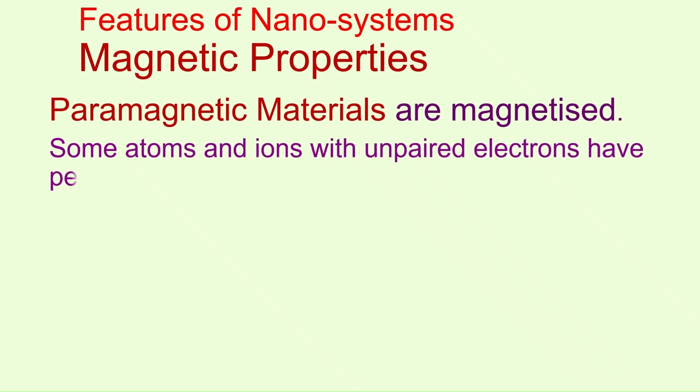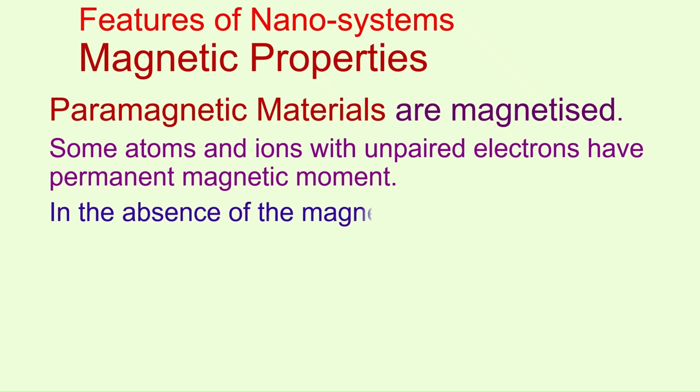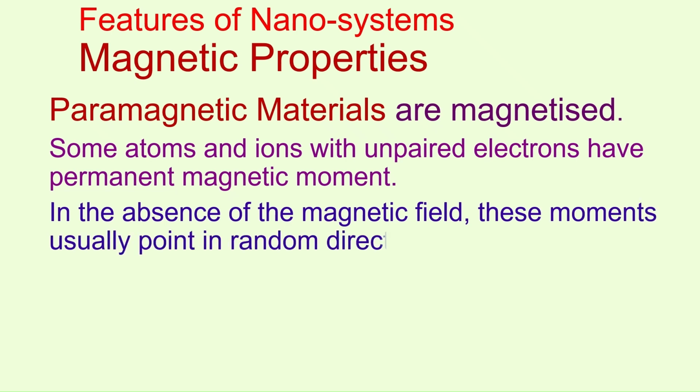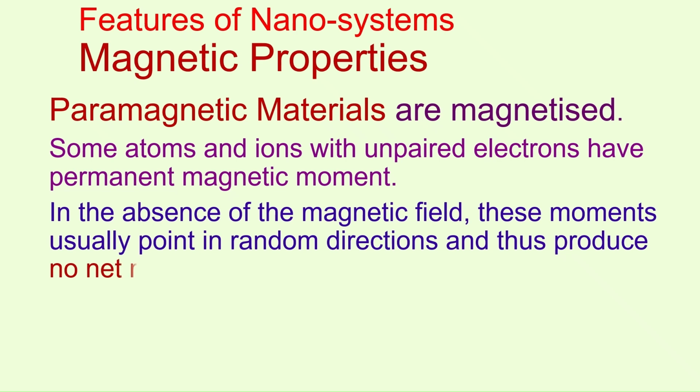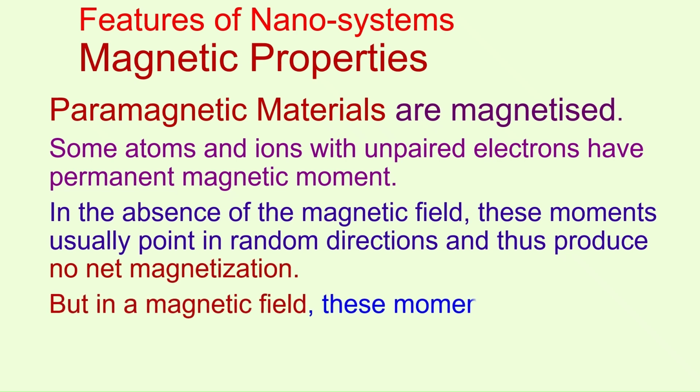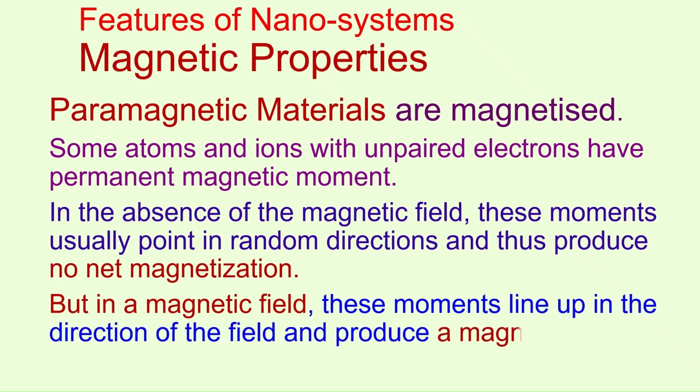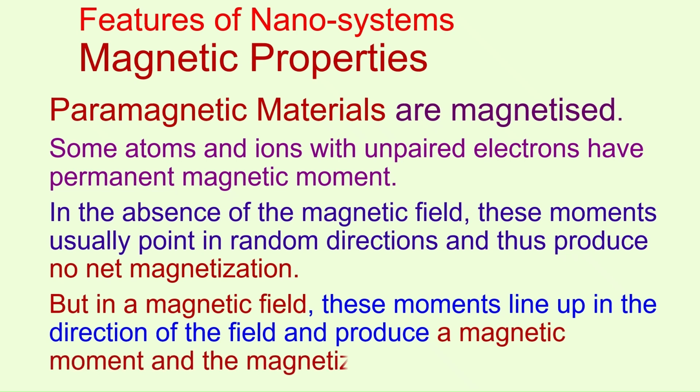Paramagnetic materials are magnetized. Some atoms and ions with unpaired electrons have permanent magnetic moment. In the absence of the magnetic field, these moments usually point in random directions and thus produce no net magnetization. But in a magnetic field, these moments line up in the direction of the field and produce a magnetic moment and the magnetization.